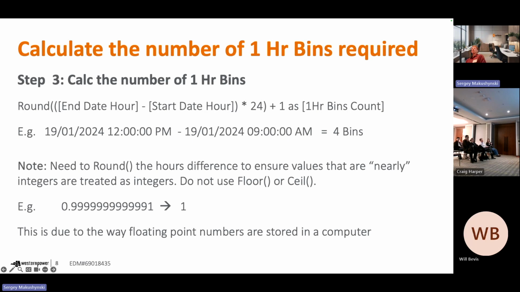Now, you'll note, and this is a bit that sort of stumped me for a while, I've had to use the round function. When I was doing this, I was using floor, and that doesn't work. Why is that? The answer is it's called the machine epsilon effect. And what that is due to is the way that computers store floating point numbers.